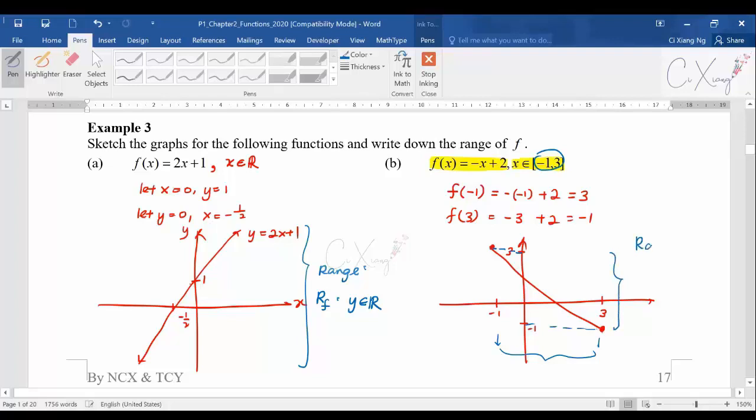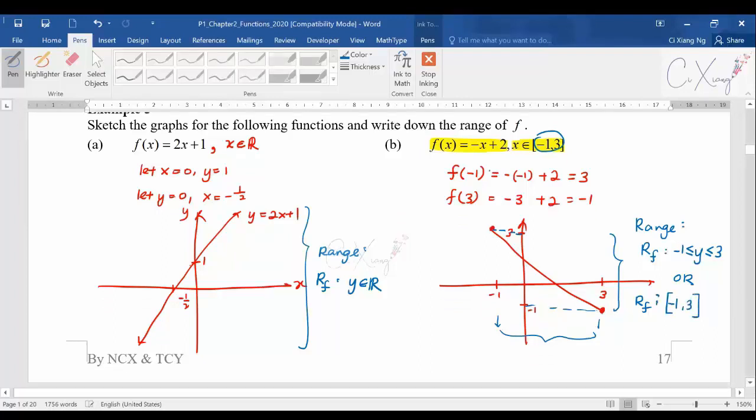And therefore, when you want to find out the range, what's the value? So you can write the range of function is y, and you can write it as negative 1 until 3. Or you can write it like this: square bracket, negative 1 until 3.